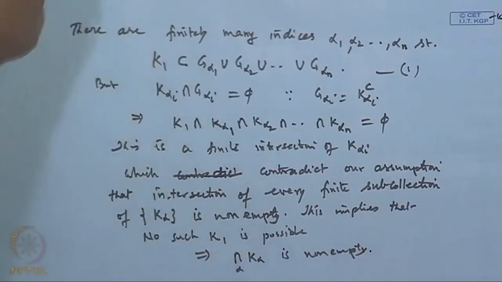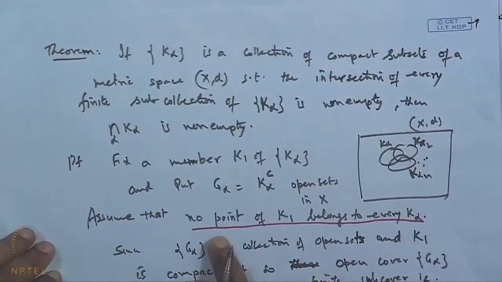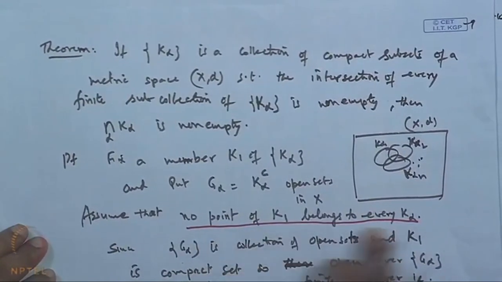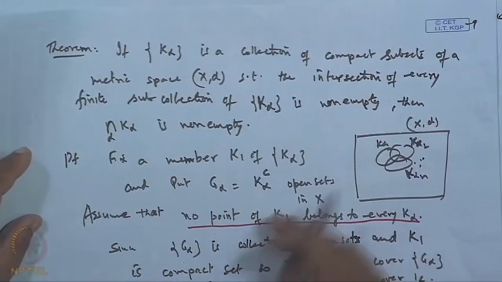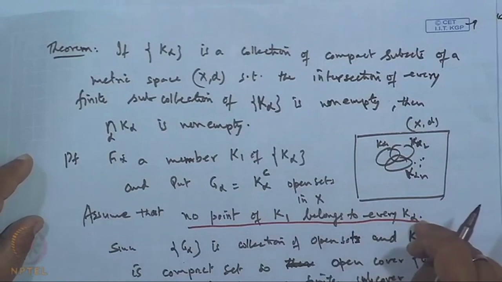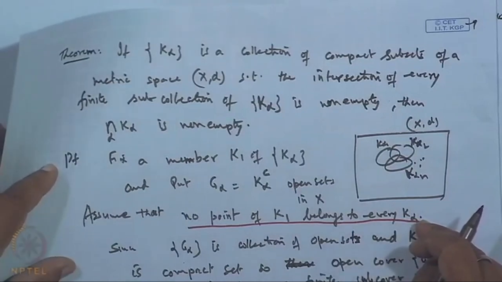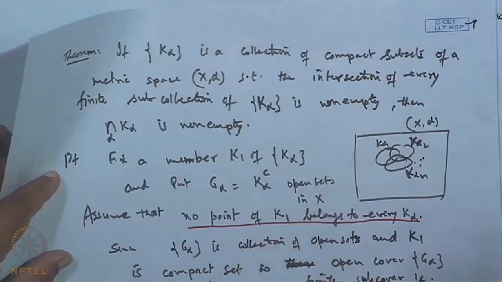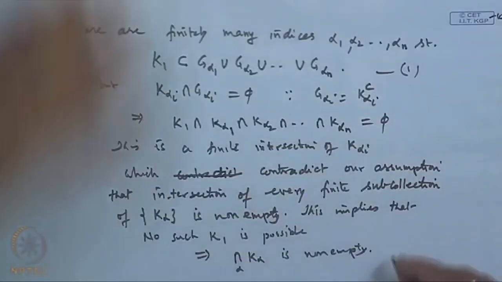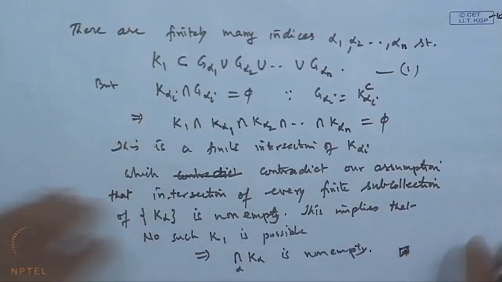The assumption is that there is some K1 with the property that no point of K1 belongs to every alpha. So if you pick up one point, then there is at least one alpha to which that point does not belong. This leads to a contradiction. It means whatever point you choose, it will belong to every K alpha. Hence, the intersection will be non-empty. So that proves the result.